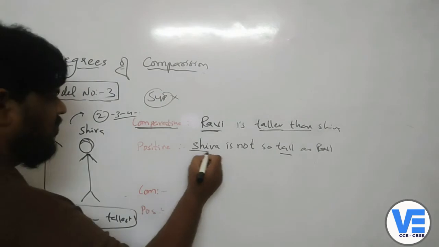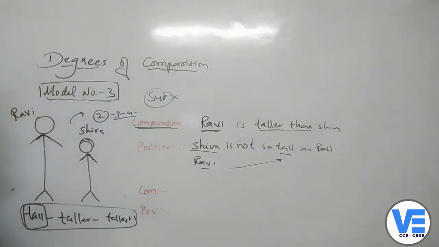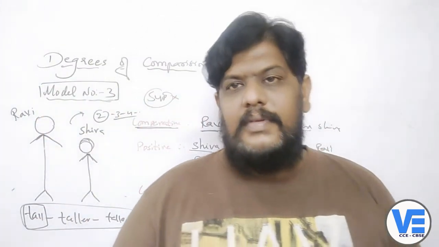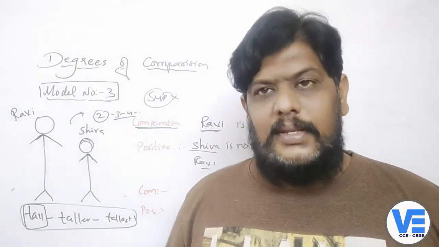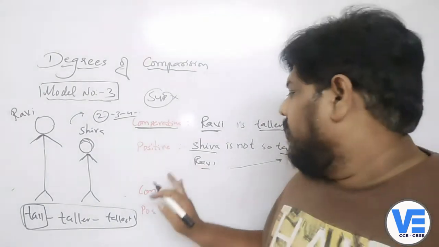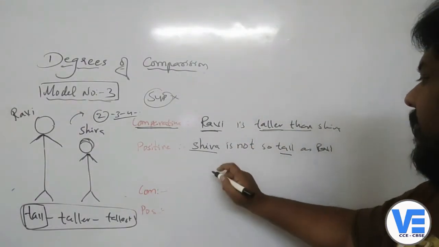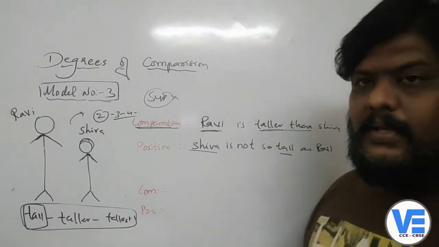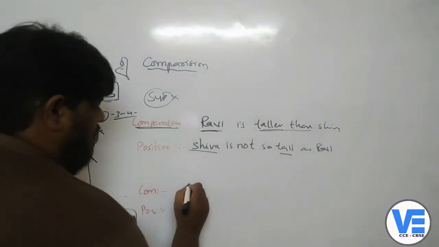So again, if you write Ravi here, you cannot use it in a positive form. You can only pass a statement that Ravi is a tall boy. Right, Ravi is a tall boy, but what you're not doing here is comparing. So in order to compare, how do you use this? You're saying that Shiva is not so tall as Ravi. Okay, and now we'll take one more example for this.